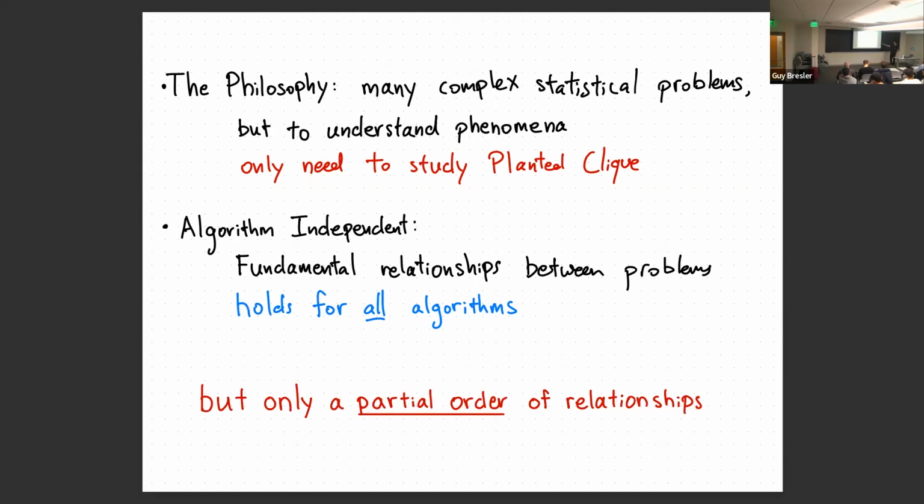Okay, now the big thing that probably some of you are wondering: there's this web of reductions, but it's actually all one way. It's a directed tree, kind of going outwards. And so this is only a partial order of relationships between problems. Why might we hope for more?